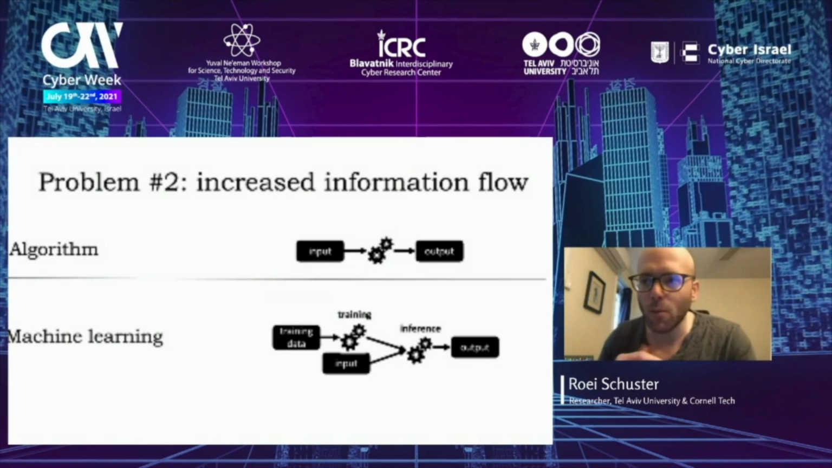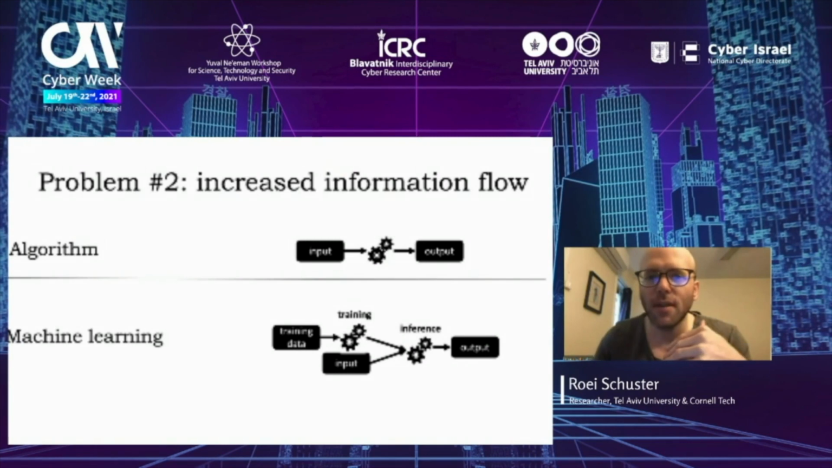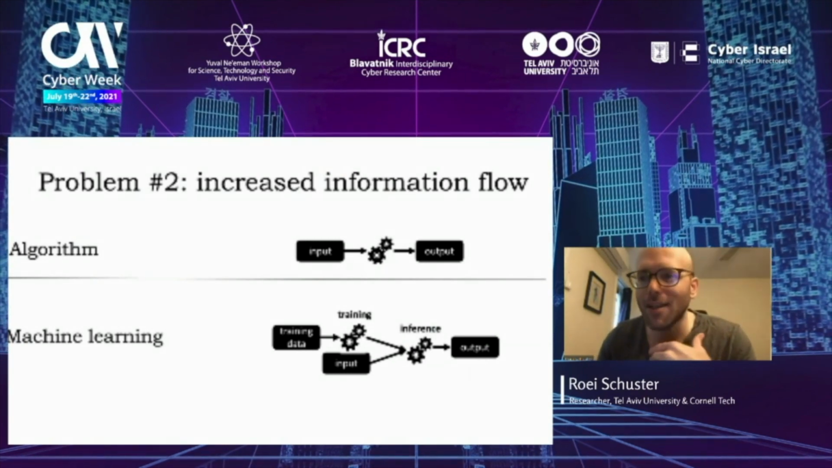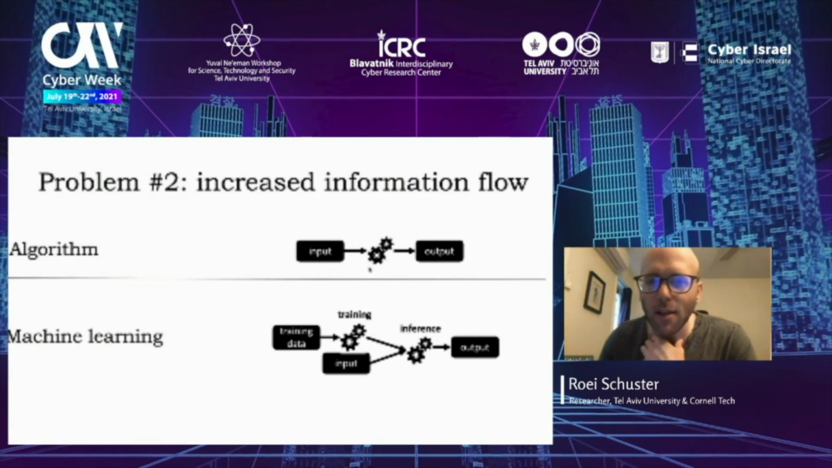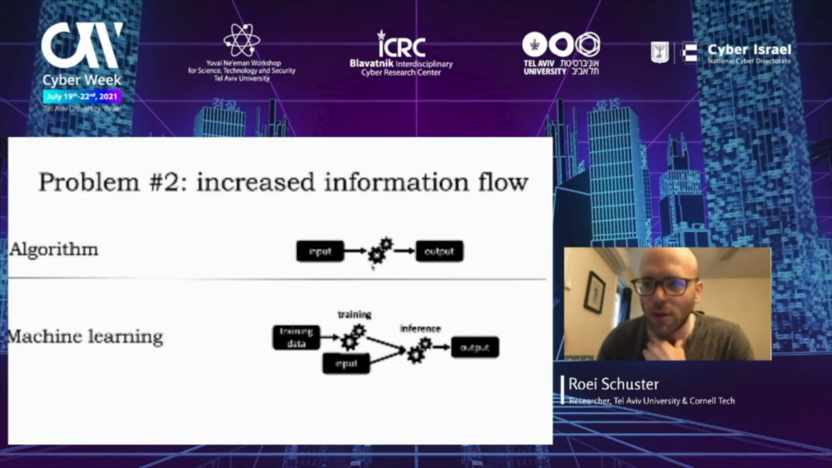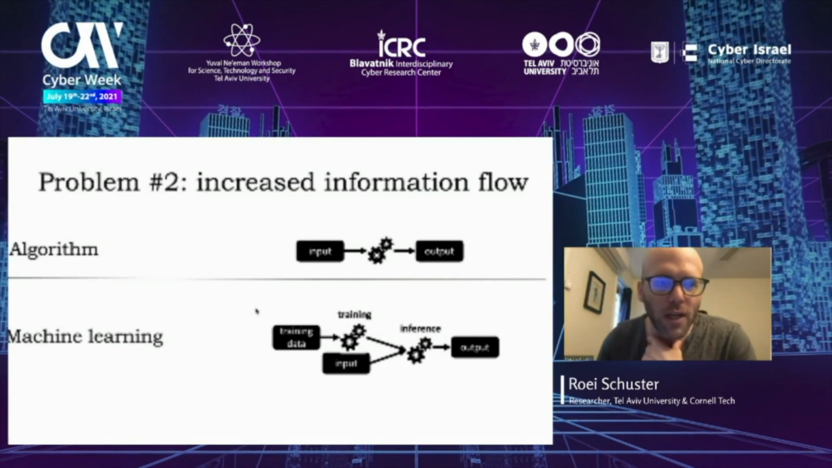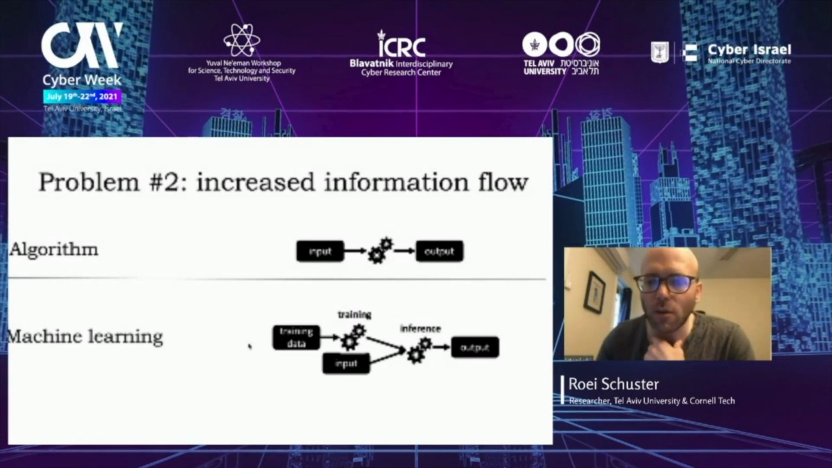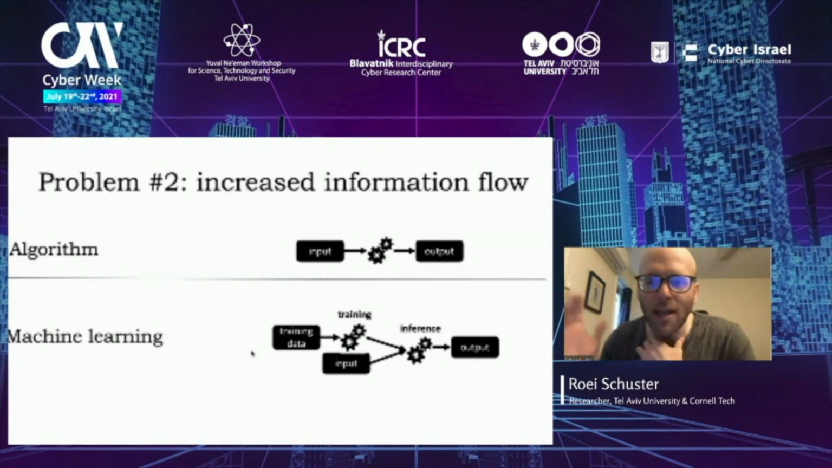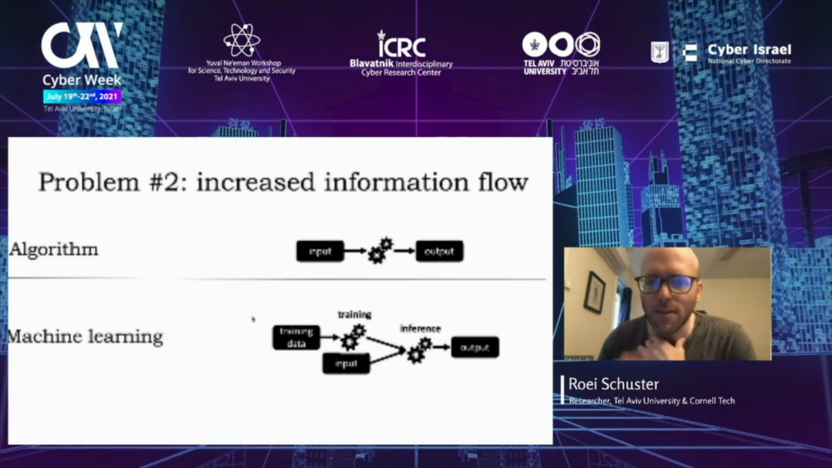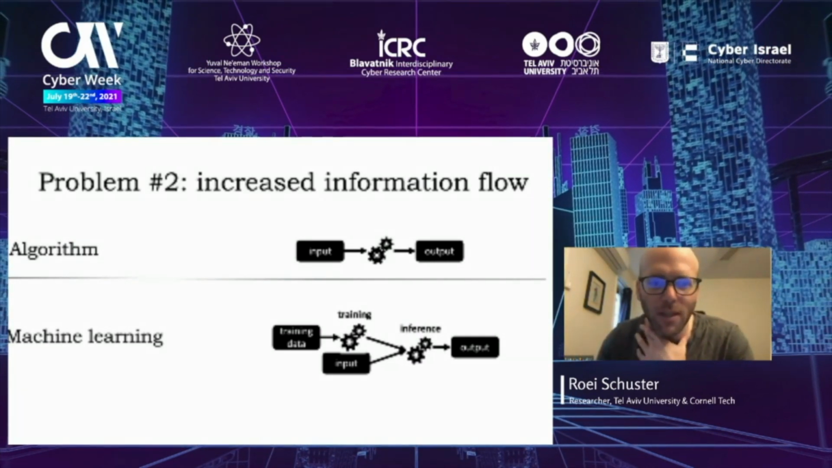Now, the second problem, which I'm going to focus on much more in this talk, is that ML increases the information flow between mutually distrusting entities. This is a comparison between a classic algorithm that just has an input and output, the algorithm we teach in algorithms class for undergrads, and this is a machine learning algorithm. They don't look that different. A machine learning algorithm only has an additional training phase. This is a very simple supervised learning, for example.